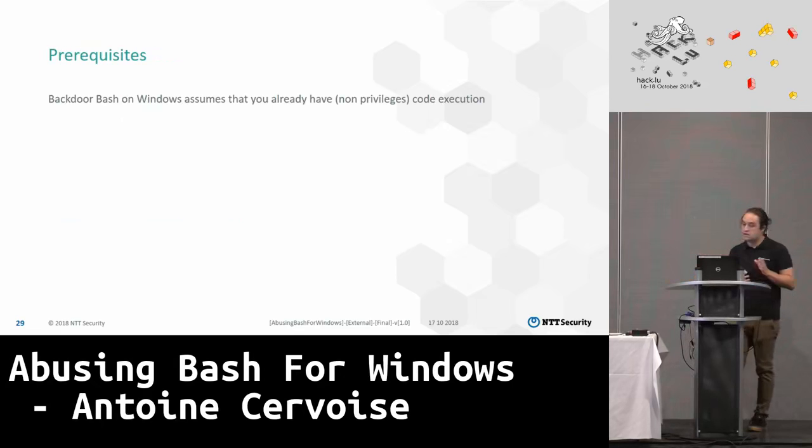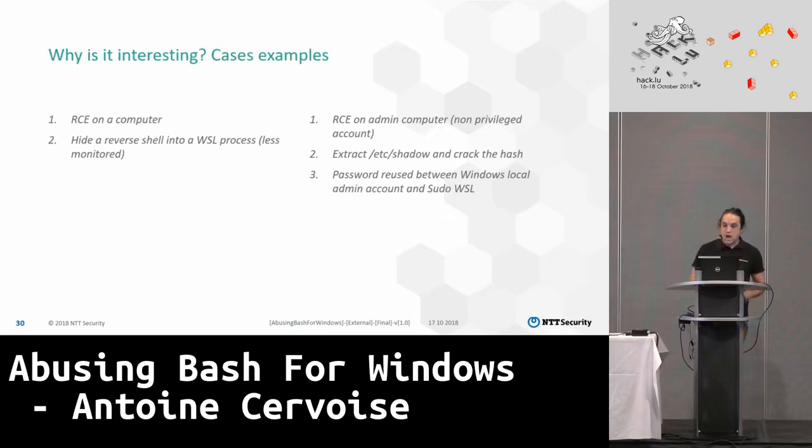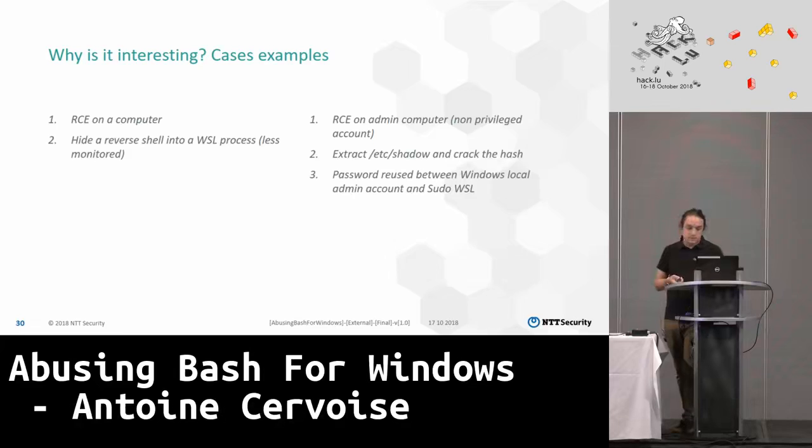Everything next assumes that you already have code execution on the machine. It's not about getting code execution, it's just post-exploitation. For example, you've got remote code execution on a computer and you want to hide a reverse shell in a WSL process because it's less monitored. Or you have remote code execution, there is WSL, you read the etc shadow file, you are able to crack the hash, and maybe the password is used somewhere else.